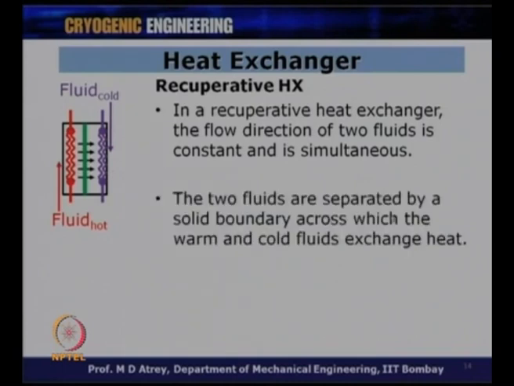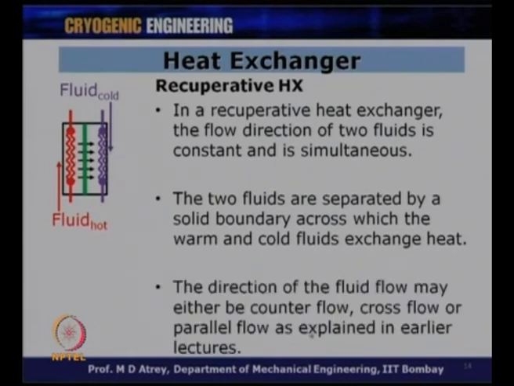The two fluids are separated by a solid boundary across which the warm and cold fluids exchange heat. It is also very important that the cold and hot fluid are actually segregated. They are away from each other, and the heat exchange happens through, for example, a copper tube. We can have one tube housing a hot fluid and the other tube housing a cold fluid, and through the thickness or the surface area of the tube, the heat exchange is happening. So they are basically separate, housed in separate tubes sometimes, or separate channels or separate sections.